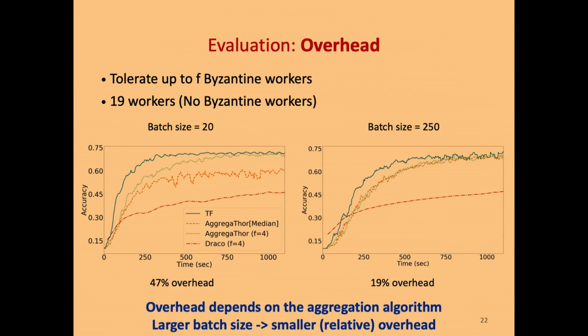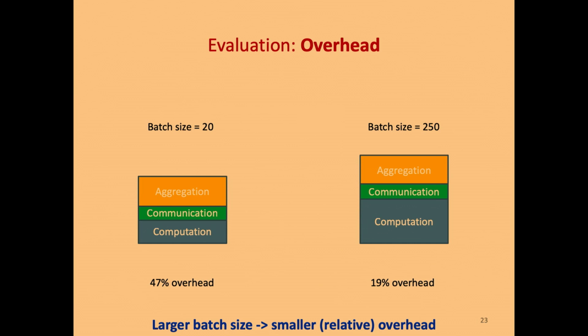An interesting thing is that when we increase the batch size, this overhead reduces. The reason behind that is the fact that the aggregation and the communication latency per update do not depend on the batch size, but the computation does depend on the batch size. You have less computation for the backpropagation. Therefore, the relative overhead decreases when you increase the batch size.